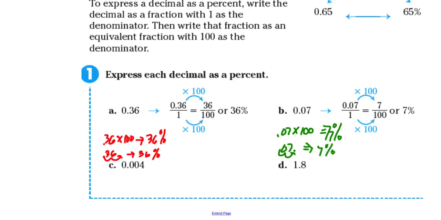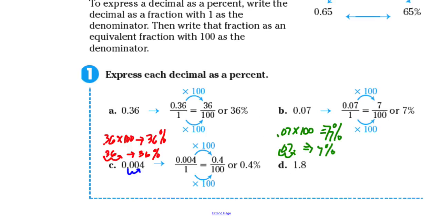There you go. And 0.004, again, move it 2 spaces to the right. If I move it 2 spaces to the right here, 1, 2, 0.004 is actually 0.4%. And that's the same as when you multiply it by 100.